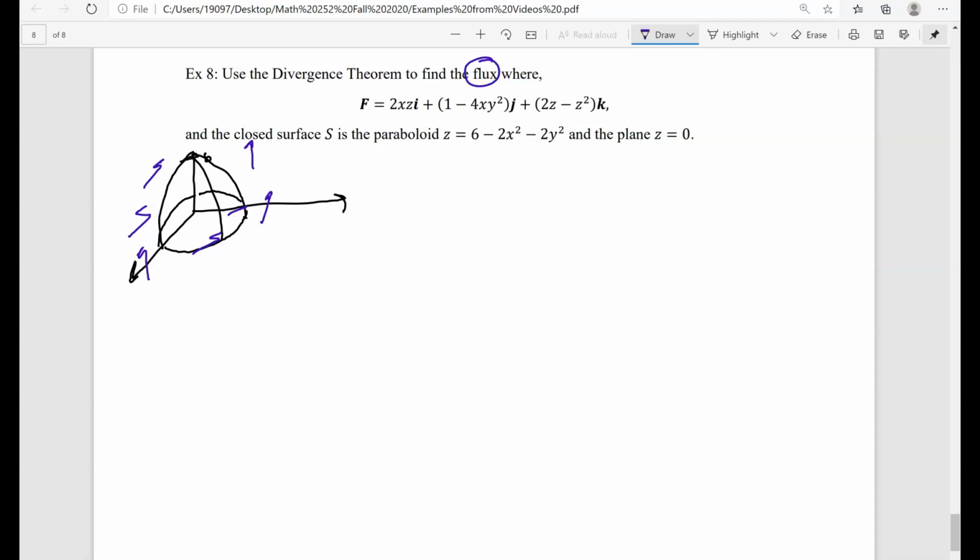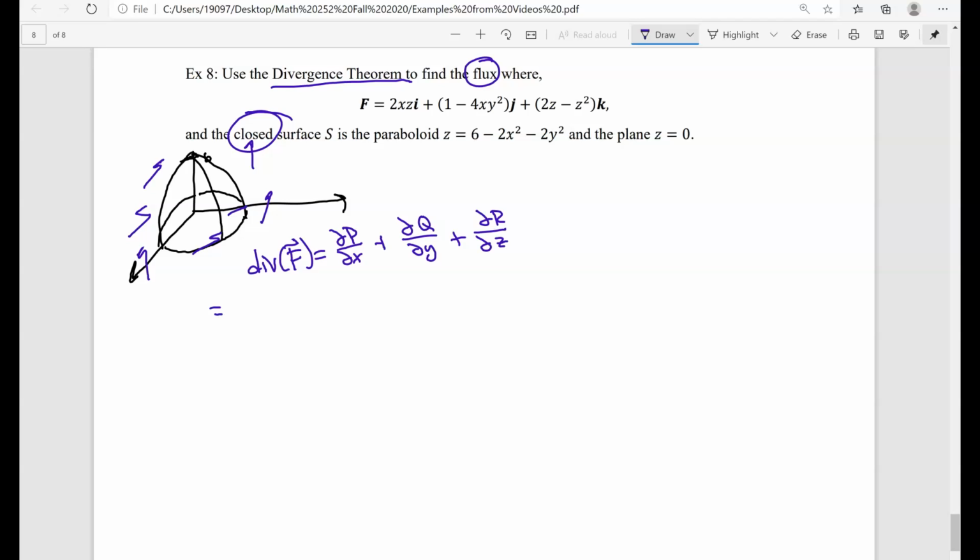So we're trying to figure out the flux. What would we do in this case? Luckily, all we have to do is use the divergence theorem, because it's a closed surface, so we don't need to parameterize anything. All we have to do is find the divergence of F. The divergence of a vector field is the sum of the partial derivatives: partial P over partial x, partial Q over partial y, partial R over partial z.